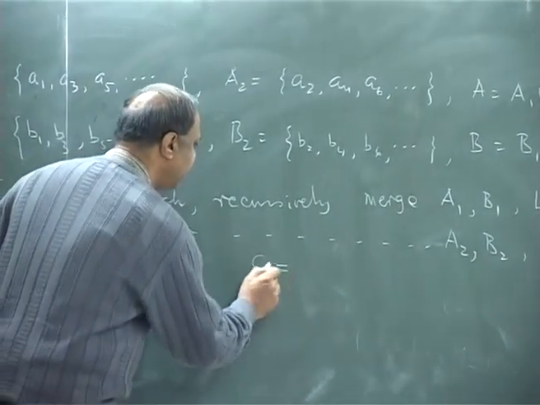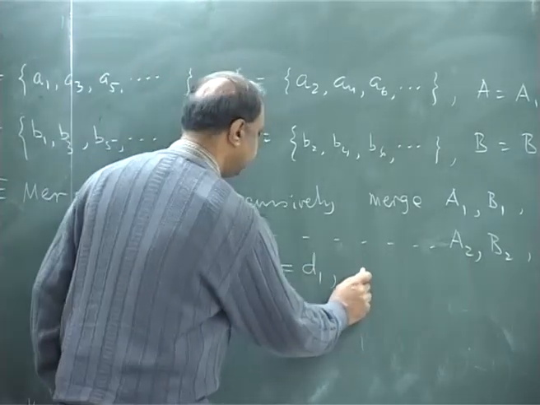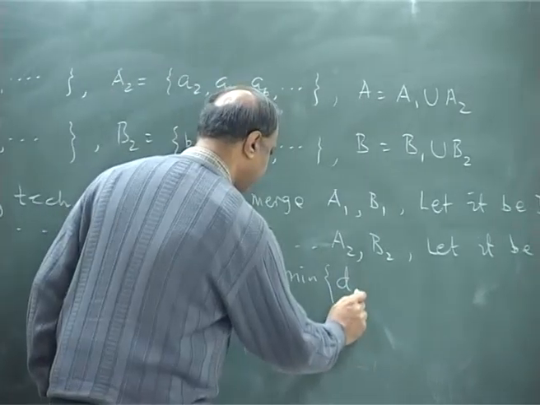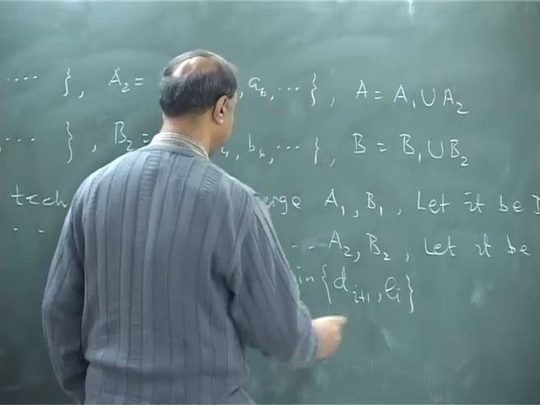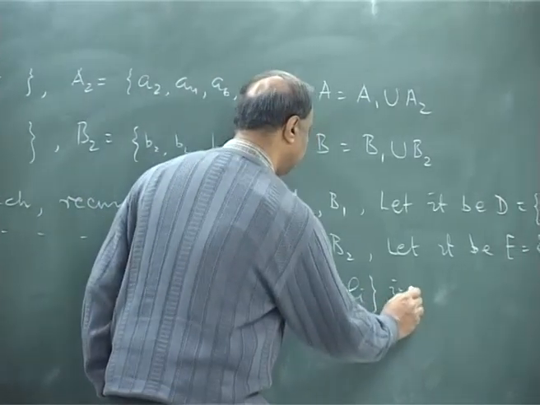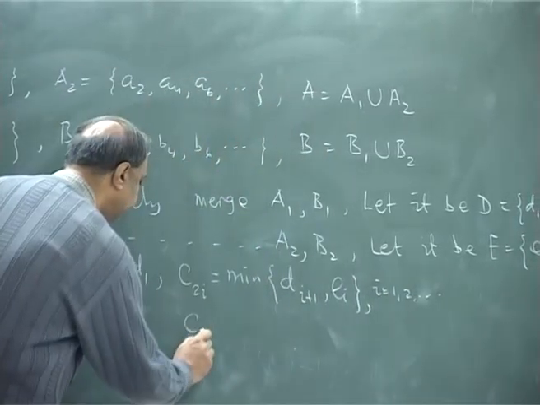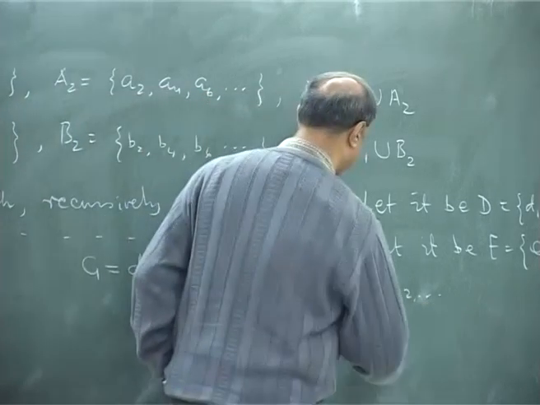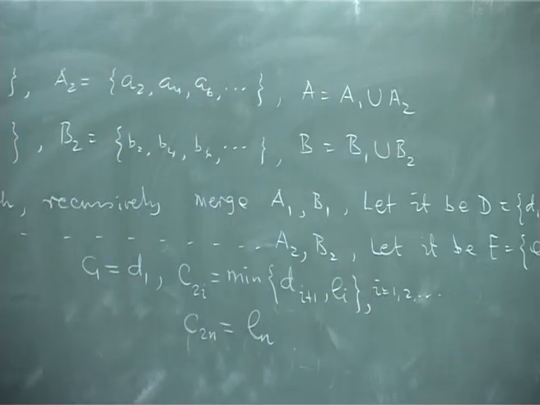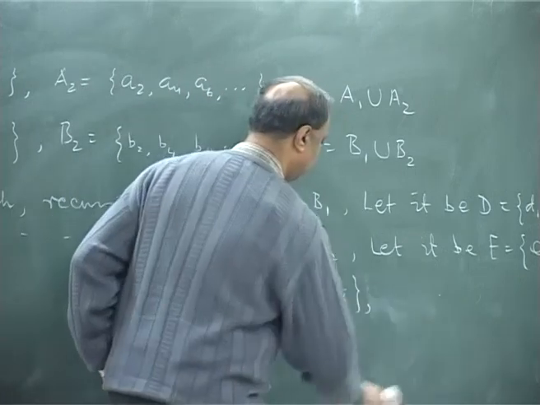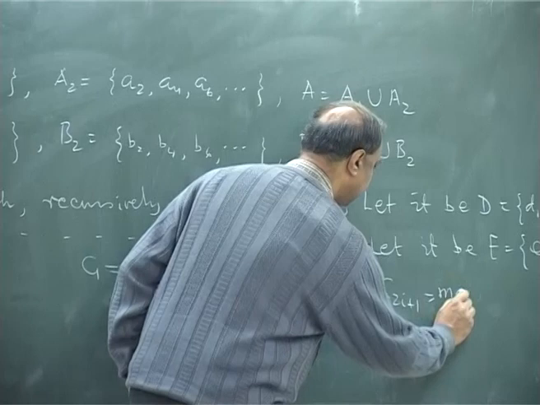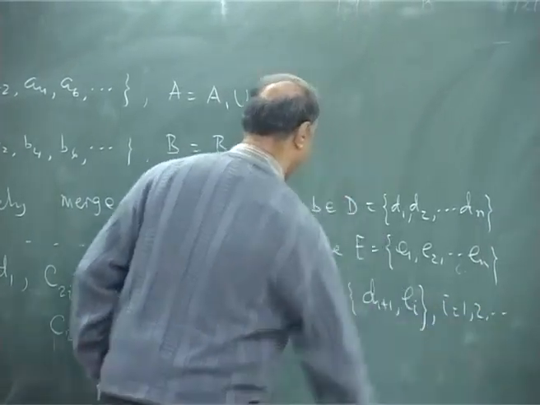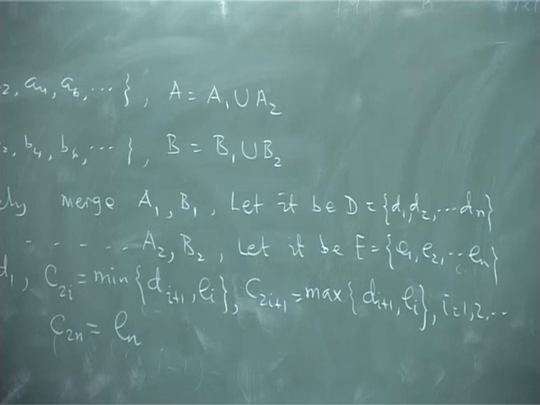So this idea has been taken. Let us define C1 is D1, C2i is the minimum of D(i+1), Ei, for i equals 1, 2 onwards, and C2n is your En. Actually I have to write somewhere here also, because I have to tell who is the next one. So C(2i+1) is the maximum of D(i+1), Ei, i is 1, 2. Right. So that is the thing.